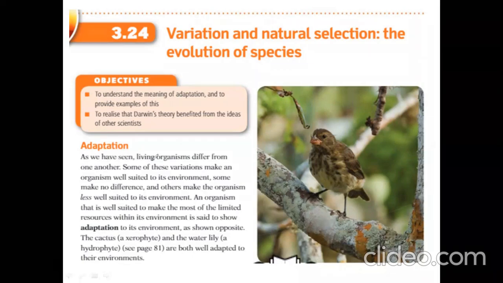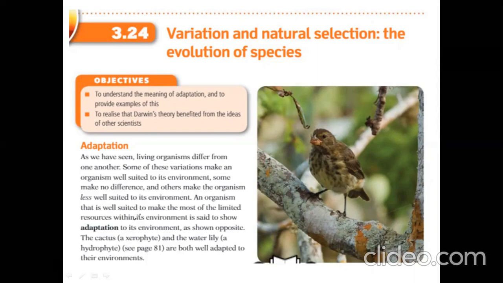So as we have seen, living organisms are different from one another. Some of these variations may make an organism well suited to its environment. Some make no difference, and others make the organism less well suited to its environment. An organism that is well suited to make the most of limited resources within its environment shows adaptation to that environment. Right? It can survive better in the environment, and that is called adaptation. That organism is well adapted to that environment.